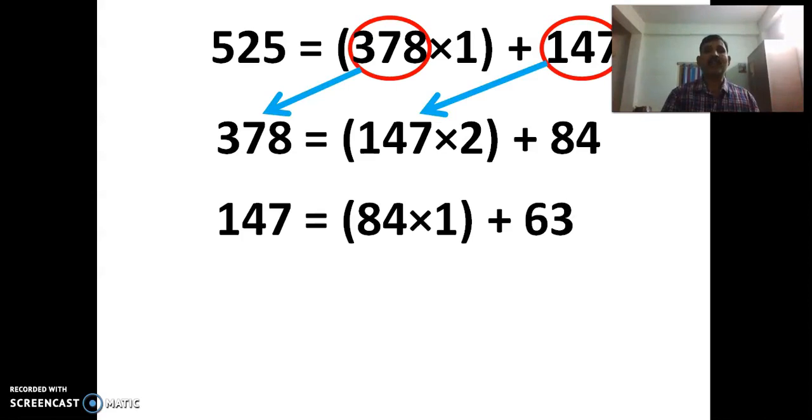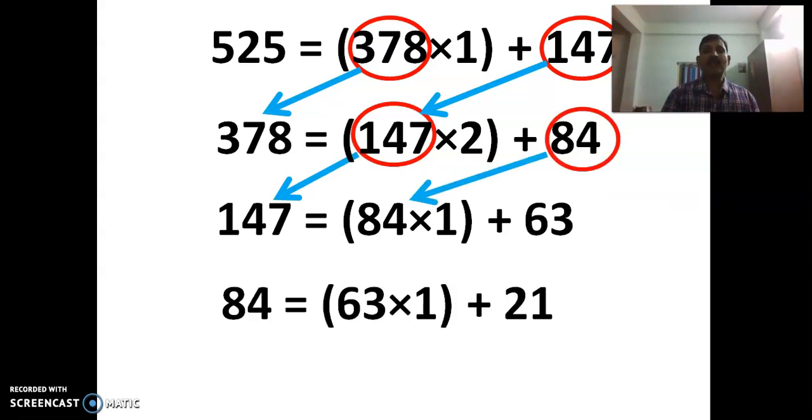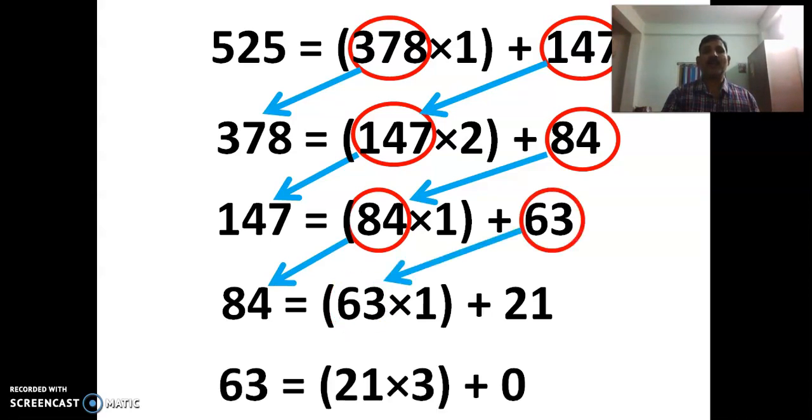So that's how we can see 378 is equal to 147 into 2 plus 84. Again, if we continue with the process, 147 is equal to 84 into 1 plus 63. And again 84 is equal to 63 into 1 plus 21. And finally, if you observe, 63 is equal to 21 into 3 plus 0. Now here in the last step you can observe the remainder is 0.